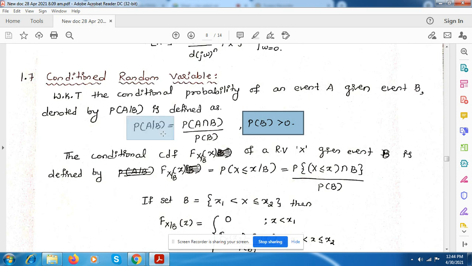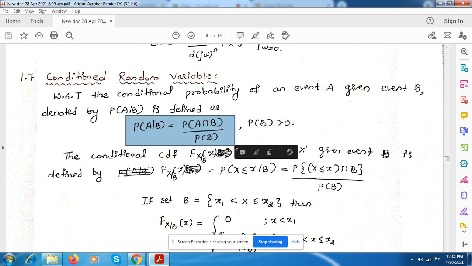Using this equation we have already solved problems, but here we will see the CDF, PDF, mean, variance, all these with respect to the conditioned random variable. We will see all the formulas related to those. Okay, this is the probability of A given B. Here, if there is some condition, this B is the condition, then only this probability of A can occur.